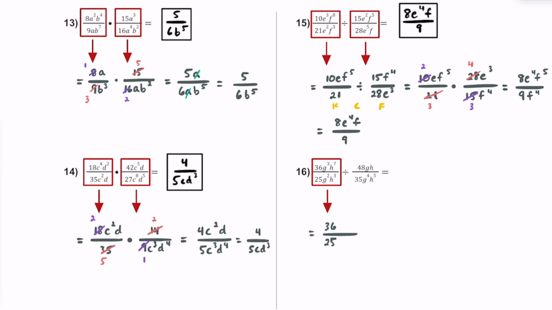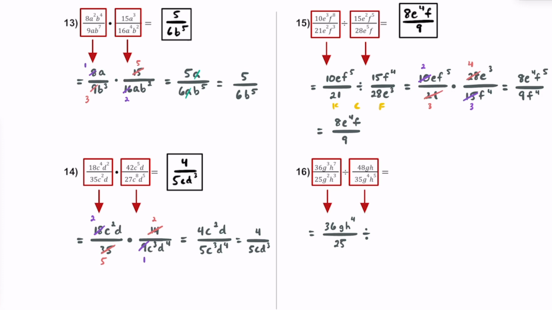The top has 1 more g than the bottom. So we're going to be left with 1 g on top. And it looks like the top has 4 more h's than the bottom. So we're going to write h to the fourth power on top because 3 of the h's are canceled out. 25 is going to just slide to the middle here because everything else canceled out. Now what about the second fraction or second rational expression?